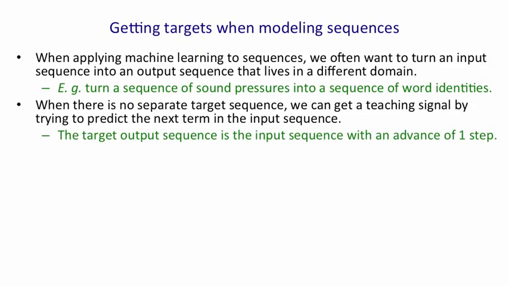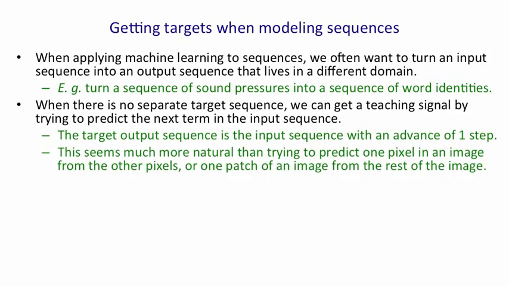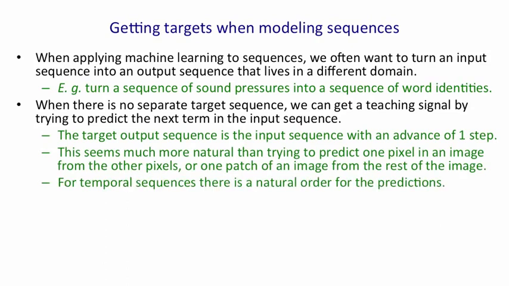Sometimes we don't have a separate target sequence, and in that case we can get a teaching signal by trying to predict the next term in the input sequence. So the target output sequence is simply the input sequence with an advance of one time step. This seems much more natural than trying to predict one pixel in an image from all the other pixels, or one patch of an image from the rest of the image. One reason it probably seems more natural is that for temporal sequences there's a natural order to do the predictions in, whereas for images it's not clear what you should predict from what. But in fact, a similar approach works very well for images.